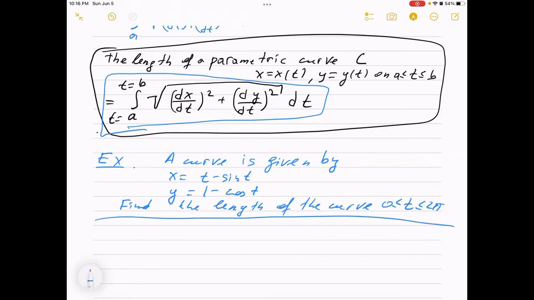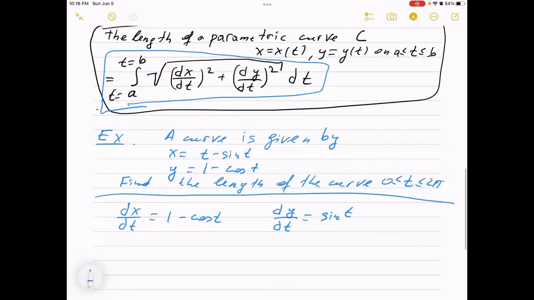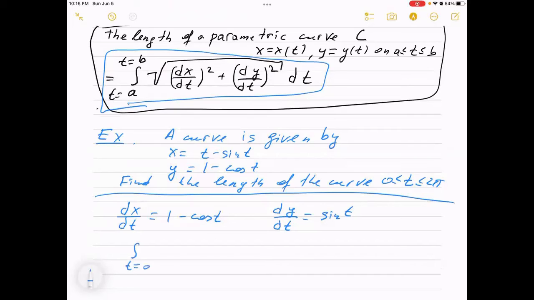To use that formula, we need to find dx/dt, the derivative of x with respect to t. Derivative of t is 1, derivative of sine is cosine. Now we find the derivative of y with respect to t. Derivative of 1 is 0, derivative of cosine is negative sine, so minus minus gives us plus sine t. We're going to substitute that into the integral. Limits of integration t equals 0 to t equals 2 pi, square root of (1 minus cosine t) squared plus sine t squared dt.